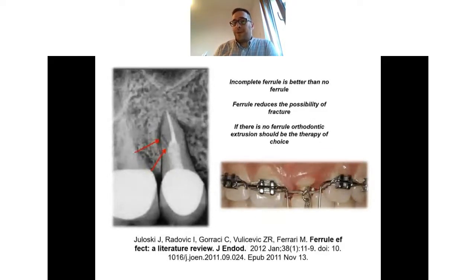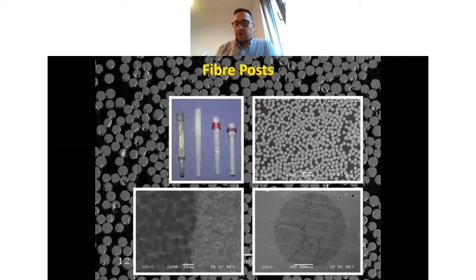Incomplete ferrule is better than no ferrule at all, because ferrule reduces the possibility of fracture. So if we have enough ferrule, then we can use fiber posts. We can make build-ups that will last longer. Fiber posts, of course, are different. I mean, different in a way that you can have several, basically all of the companies make their own. If we talk about KaVo company, there is a part of them called Pentron, which have their own fiber posts, which are really, really nice to use and really easy to use, and I will show them later on.